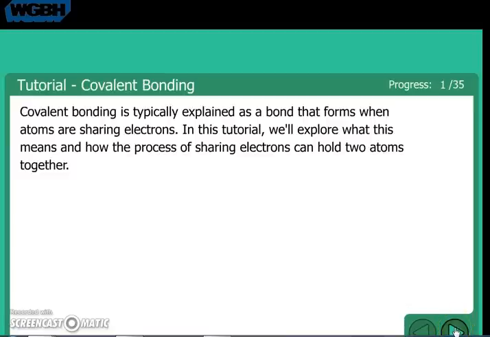Okay, here we go. Covalent bonding is typically explained as a bond that forms when atoms are sharing electrons. In this tutorial, we'll explore what this means and how the process of sharing electrons can hold two atoms together. Okay, so answer question number 1. And remember to pause when you start to answer the question so that you'll have enough time.